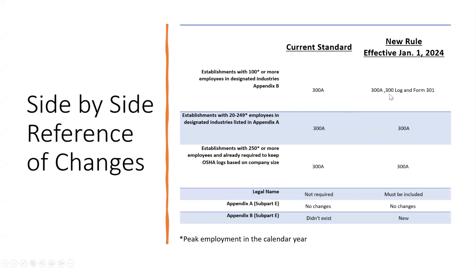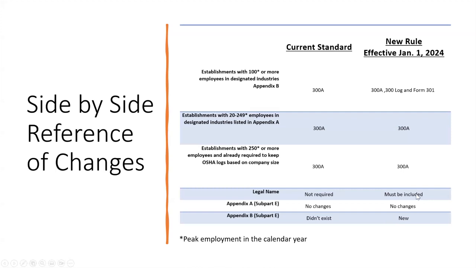There's been no change in Appendix A at all. Those folks that aren't on this Appendix B list will still submit their normal 300As. No change with the large establishment employers that have 250 or more employees at their establishments. Those you still only have to do the 300As. This is one new change that's important to note: there's a legal name requirement. So from now on, you'll have to include the legal name of that establishment as part of your submission.